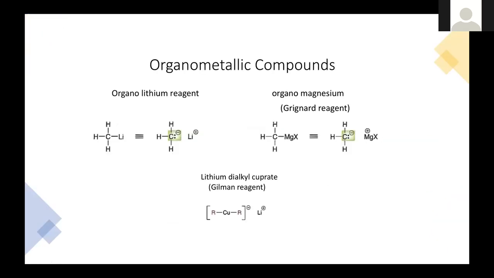So there's been interest in organometallic compounds for quite some time. We've learned about a couple of them this year: an organolithium reagent, organomagnesium, commonly referred to as Grignard reagent, and the lithium dialkyl cuprate, also known as the Gilman reagent. But there haven't been very many calcium versions that were properly classified.